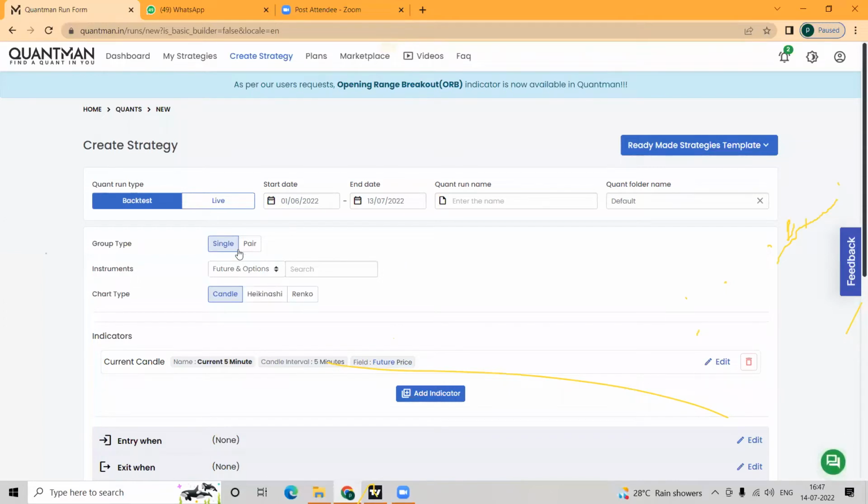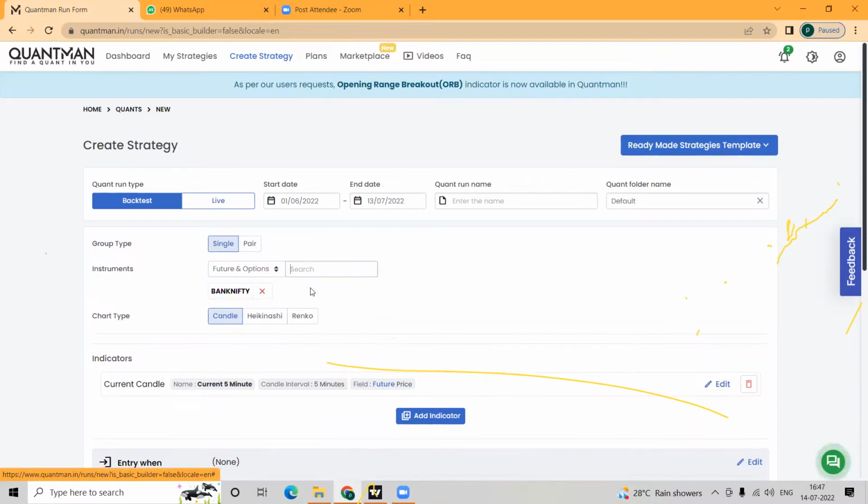For single or pair, please always choose single. Futures and options, CBT. Now I am going to show the strategy based on options. So I clicked futures and options. You can try it with Nifty index or Bank Nifty, or even with stocks like Reliance. But nowadays, a lot of traders are trading in index, especially weekly options. So I am going to test the strategy with Bank Nifty.